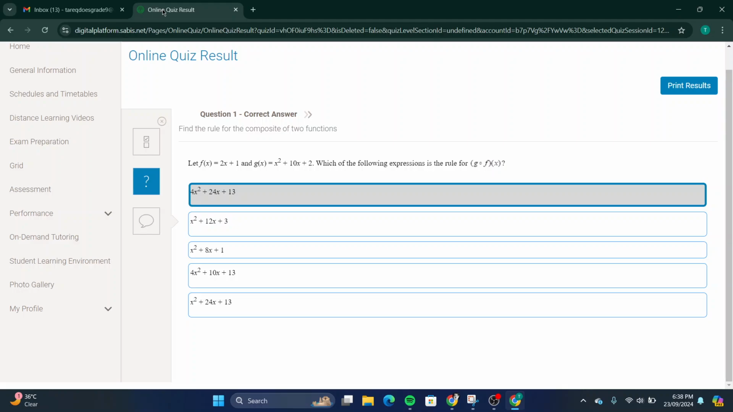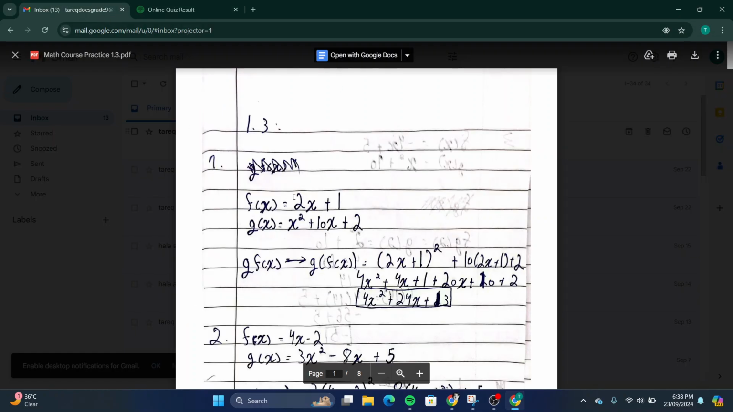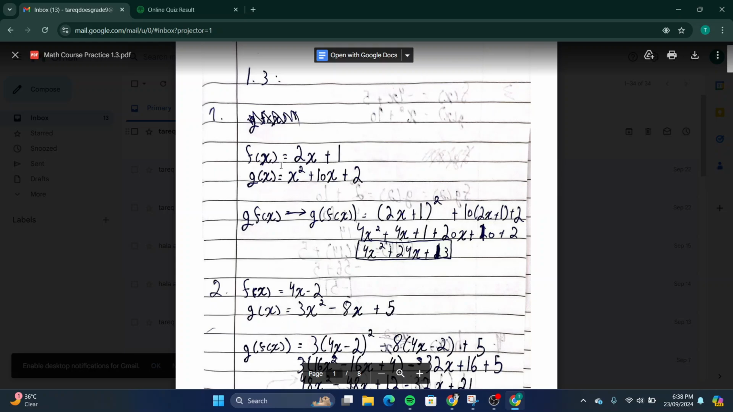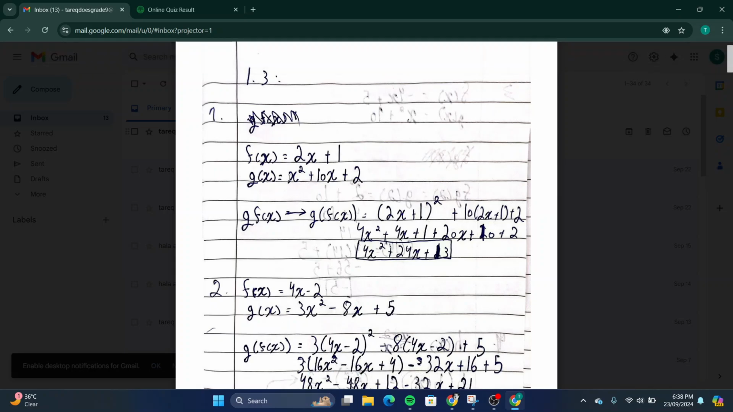I'll upload it soon. Let f of x be 2x plus 1, g of x, blah, blah, blah. Which of the following functions is the rule of g of x? Let me just see if it's here. Yeah, okay. So f of x equals 2x plus 1, we know that, and g of x is x squared plus 10x plus 2. This is just given.